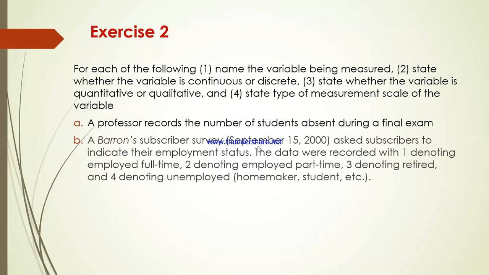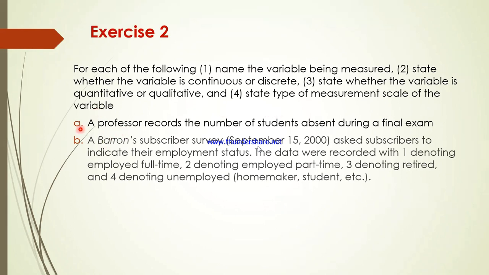Now you have to write the variable name of the variable. After that, you look at: name the variable being measured, state whether the variable is, this is the second part, continuous or discrete, state whether the variable is quantitative or qualitative, state the type of measurement scale.